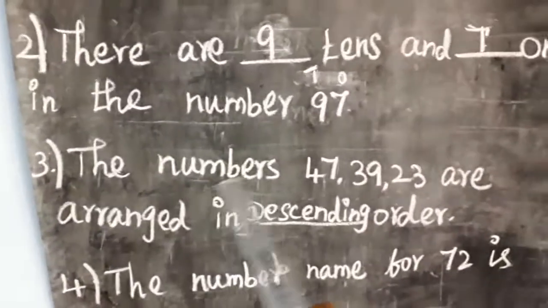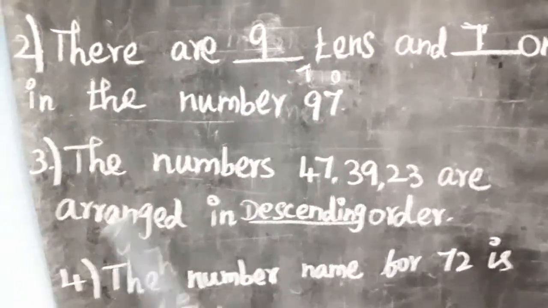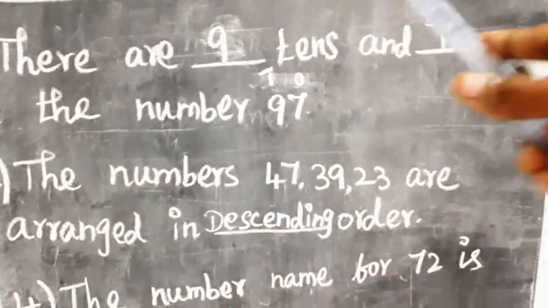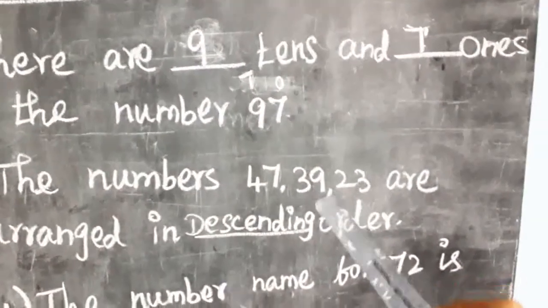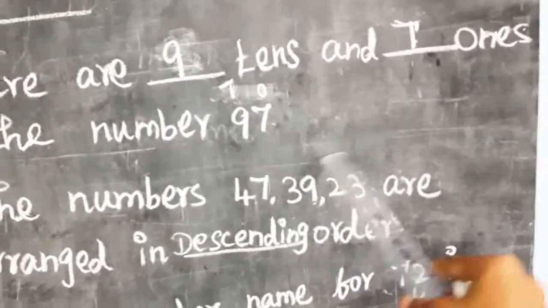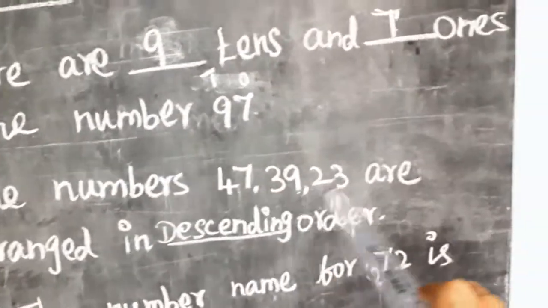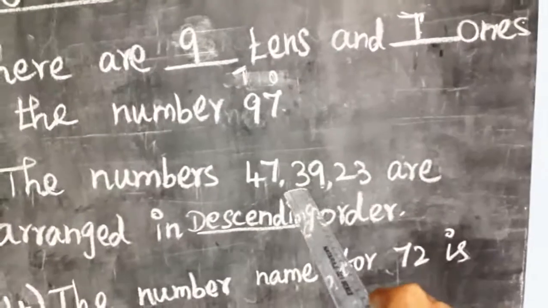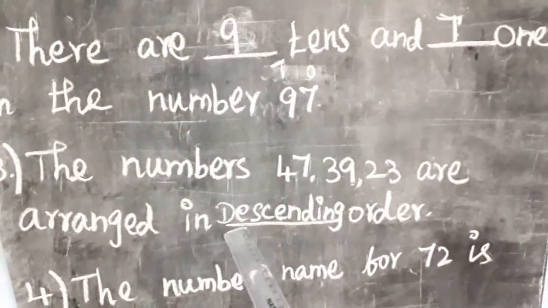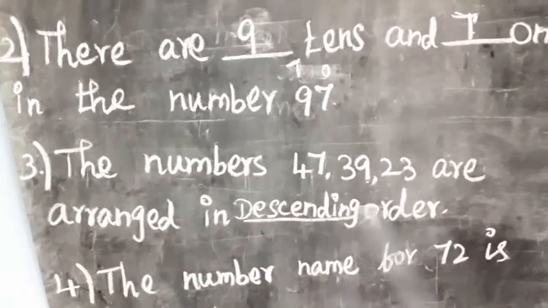Third one, the numbers 47, 39, 23 are arranged in a dash order. Look at the numbers. 47 is the biggest number. Then 39. 47 compared to 39 is bigger. Then 39 compared to 23, 23 is the smallest. So here going from biggest to smallest means descending order. Descending, D-E-S-C-E-N-D-I-N-G, descending order.